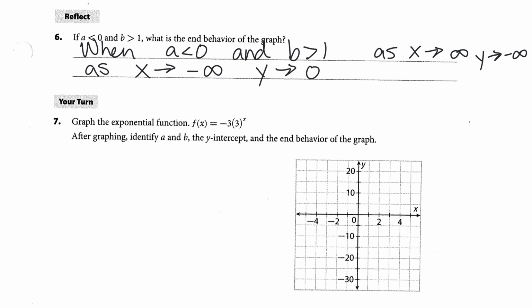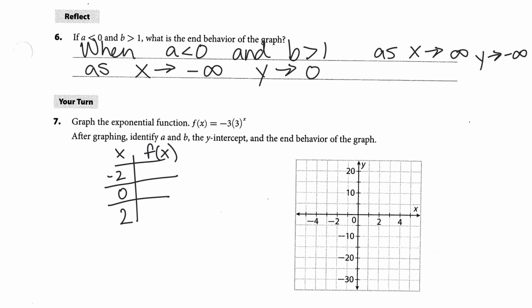Graph the exponential function f of x equals -3 times 3 to the power of x. After graphing, identify A and B, the y-intercept, and end behavior of the graph. Let's start with some values. We can plug in -2, 0, and 2.